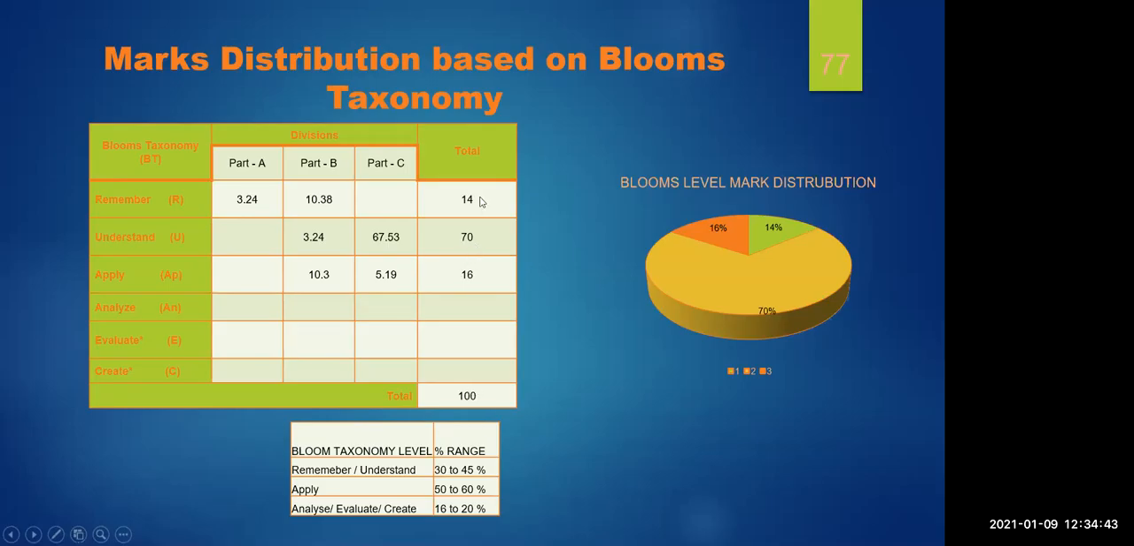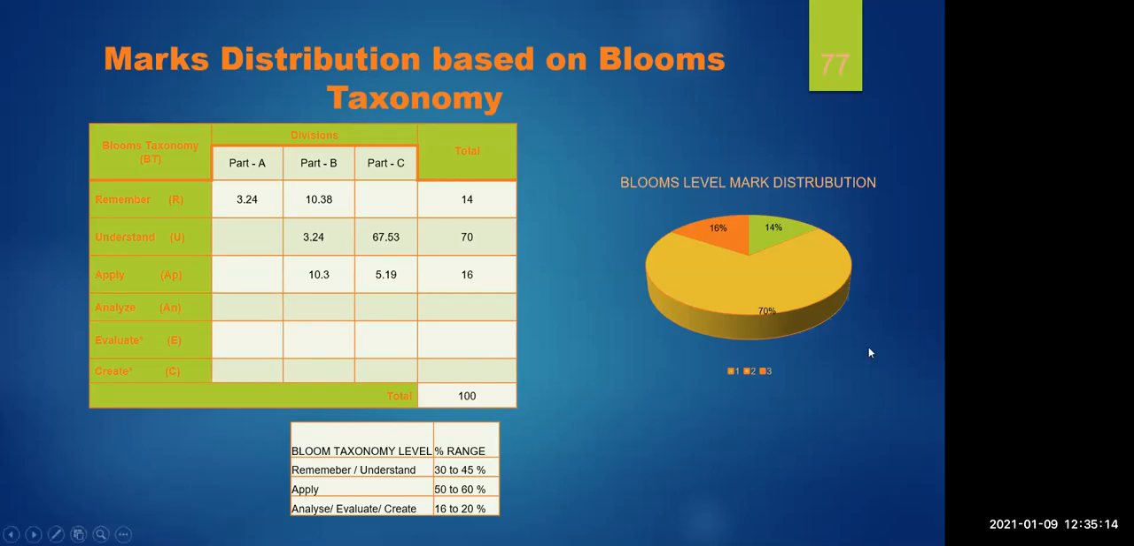So 14% I have asked in remember, 70% in understand, and only 16% in application. The application point of view will be a very tough question, understanding will be an average question, and remember will be a very easy question. So all the students can score the 14 marks, an average student can score 70 marks, and only the tougher, higher intelligent students can attempt the 16 mark question. So totally 100 marks. This is the Bloom's level based question paper, and most colleges have started following it.